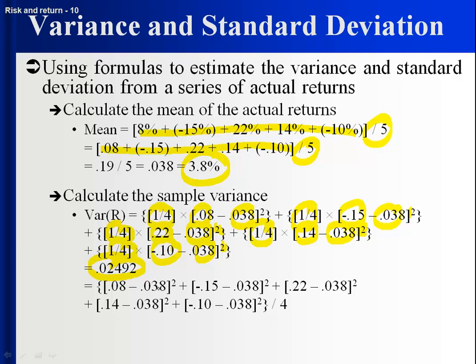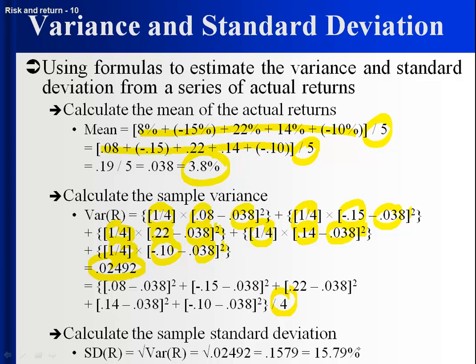Alternatively, you can add up the 5 squared deviation terms and divide by 4, take the square root, and you get 15.79%. So the table that we just went through step by step is just a way of formalizing that process and breaking it down into the different steps. But the bottom line is, if you are comfortable working with this expression, knowing that the mean comes from there, then you're good to go.